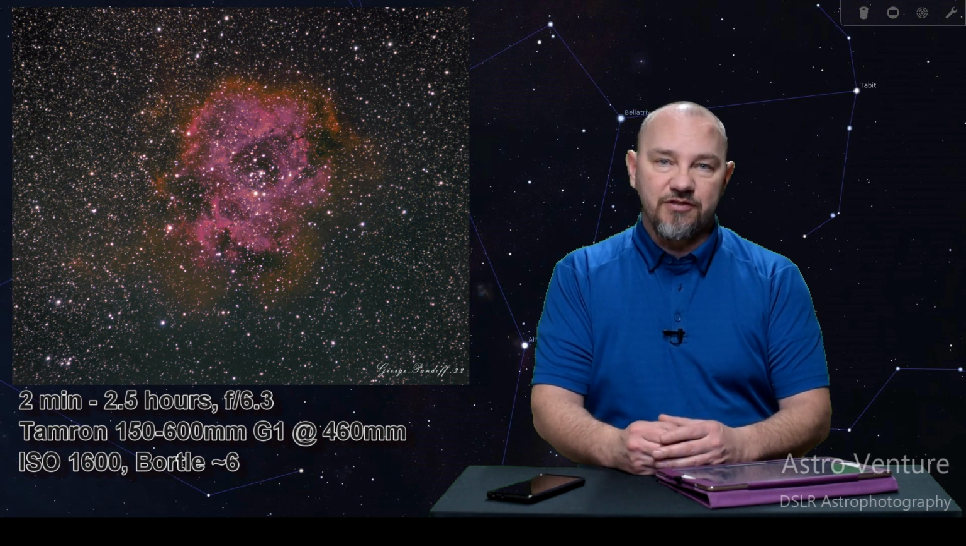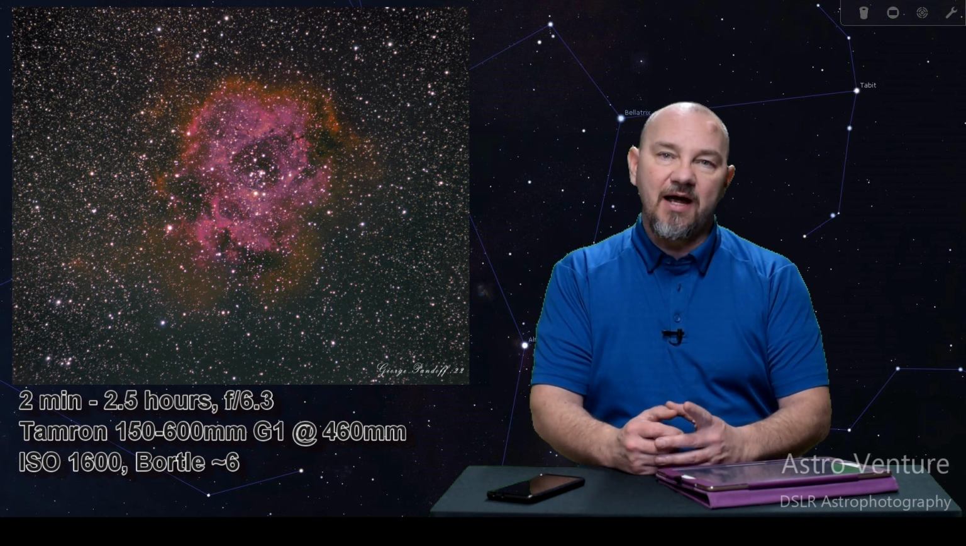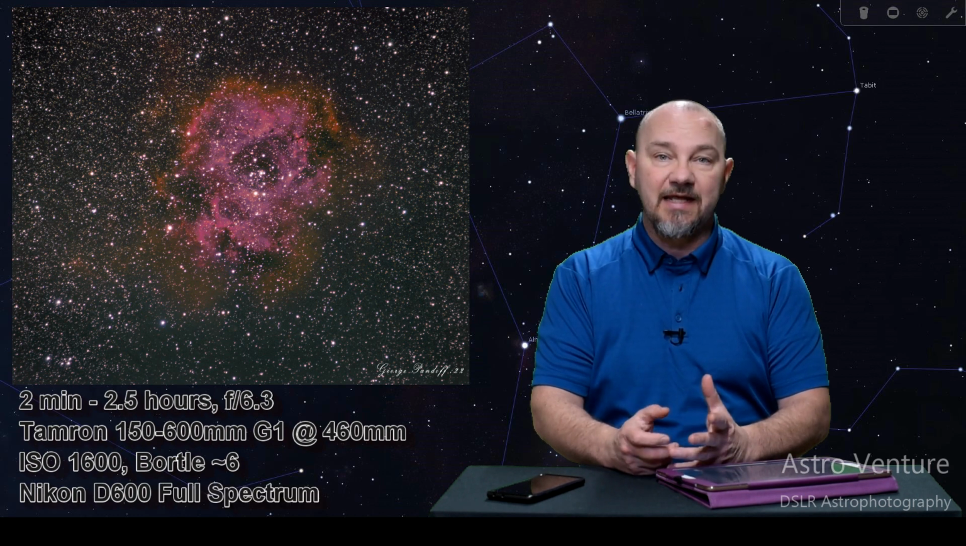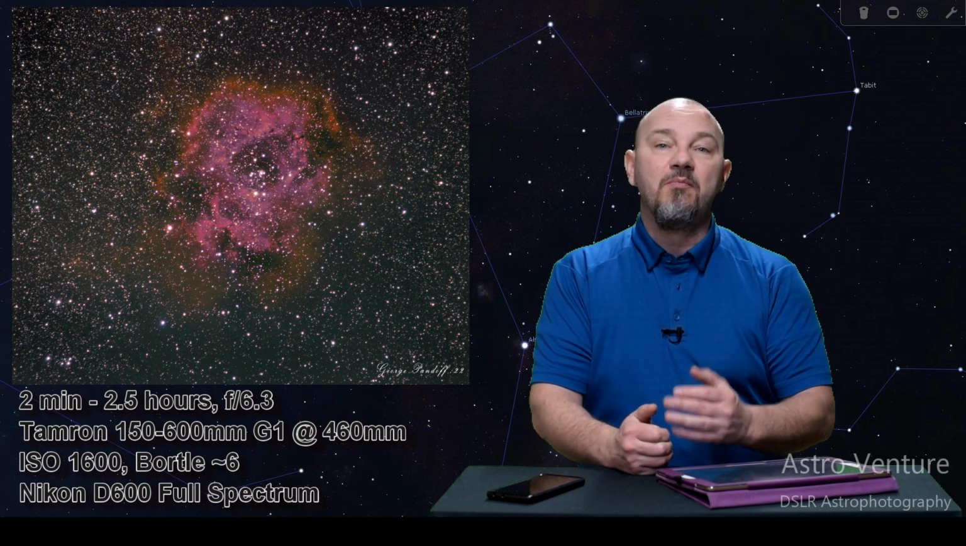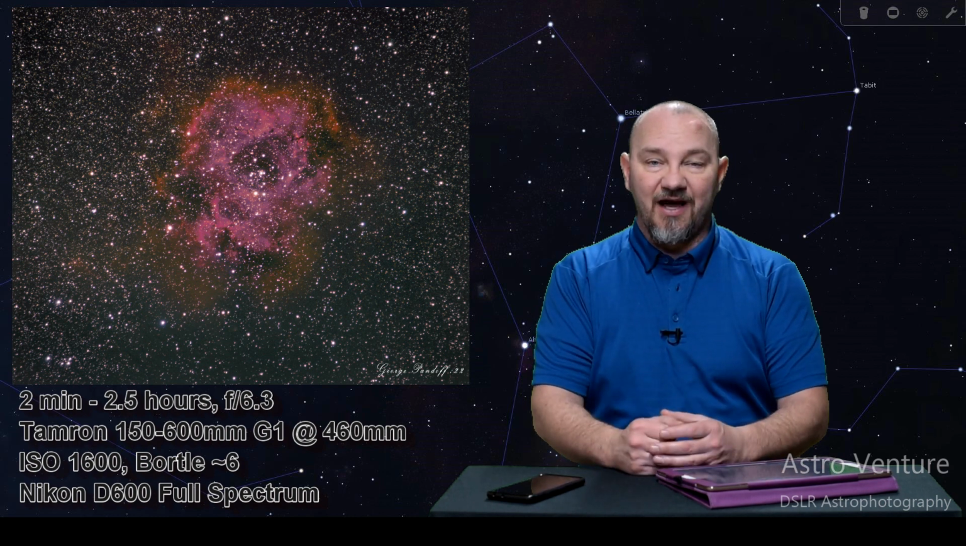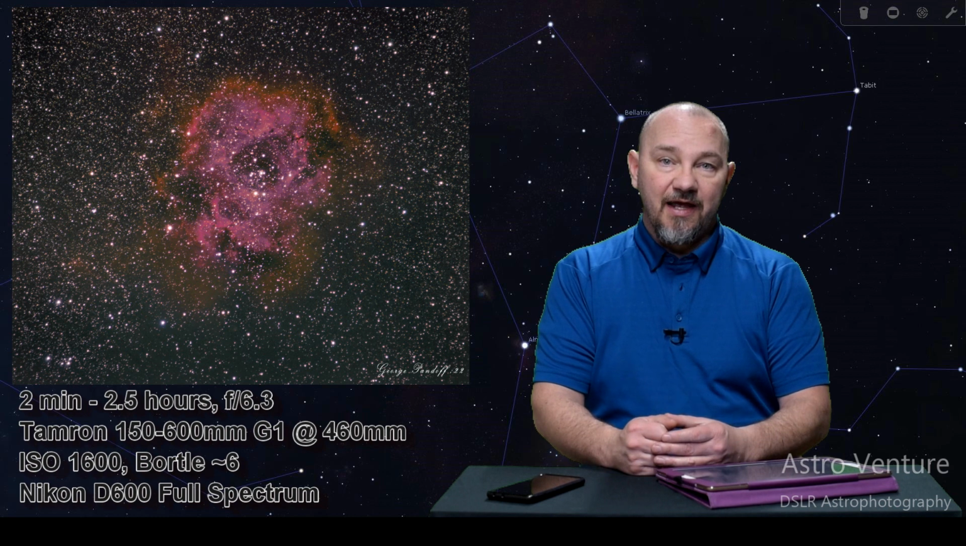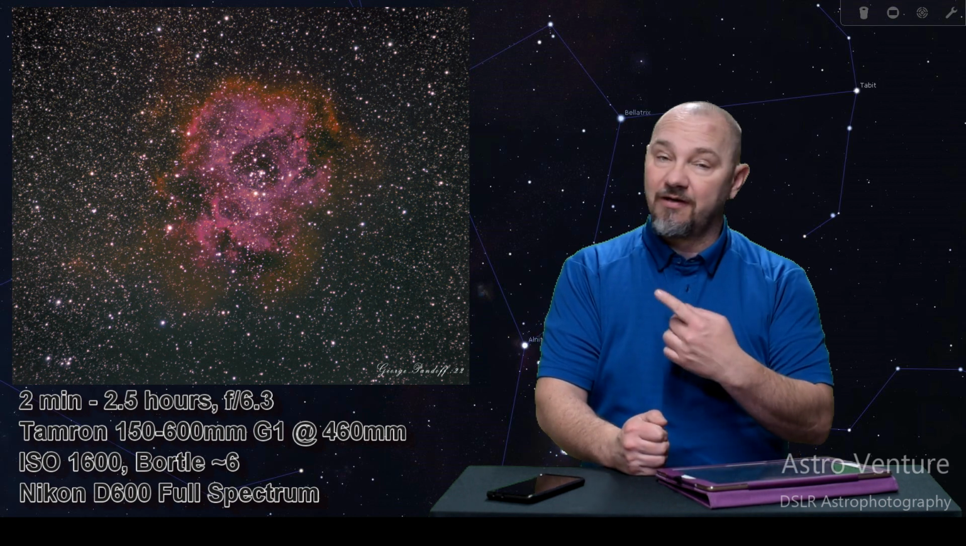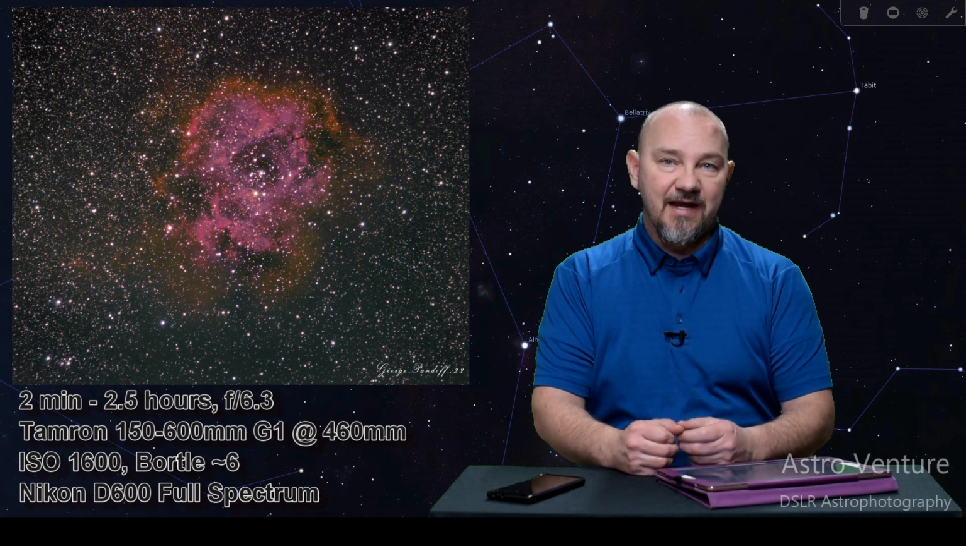The camera that I was using was my Nikon D600, which is a full spectrum astro modded camera, and it is much more sensitive to the hydrogen alpha that's out there. And so that's how I captured this picture of the Rosette Nebula.